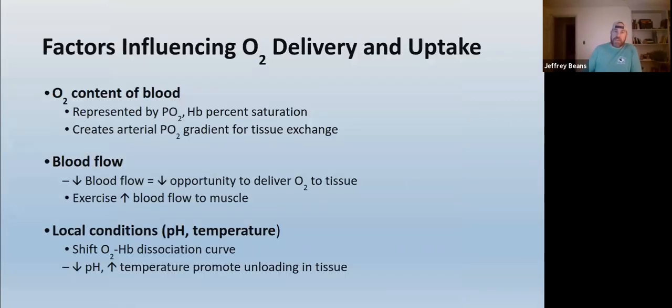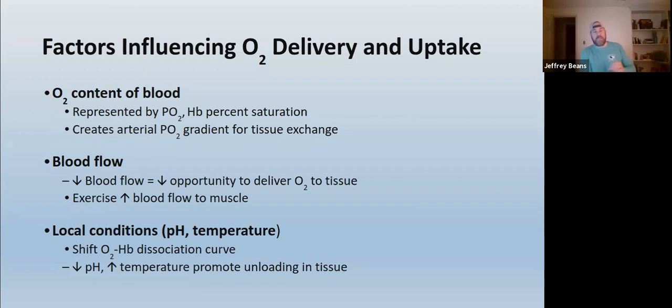So what are the factors that influence O2 delivery and uptake? Well, we've already talked about a bunch of them already. So there's O2 content of the blood. This is represented by partial pressure of oxygen and hemoglobin percentage of saturation. And this creates the arterial PO2 gradient for tissue exchange. Remember, we expect that your PO2 gradient is going to be highest at the lungs, and then as you get closer to the exercising muscles, there's going to be this dissociation. Same is true with myoglobin.